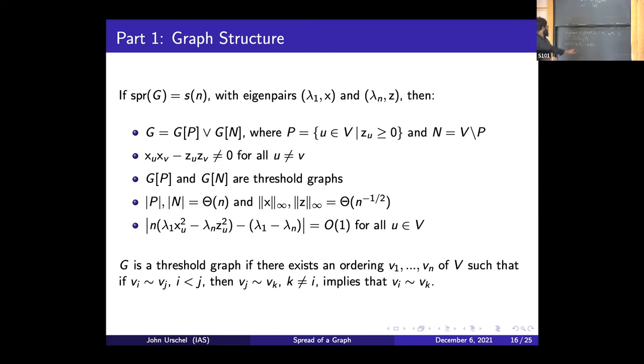But because this difference is zero, this is just the spread of my original graph, which by optimality is, of course, at least the spread of my new graph, and so all of these are equalities. So we know that x and z are eigenvectors of our matrix A prime.